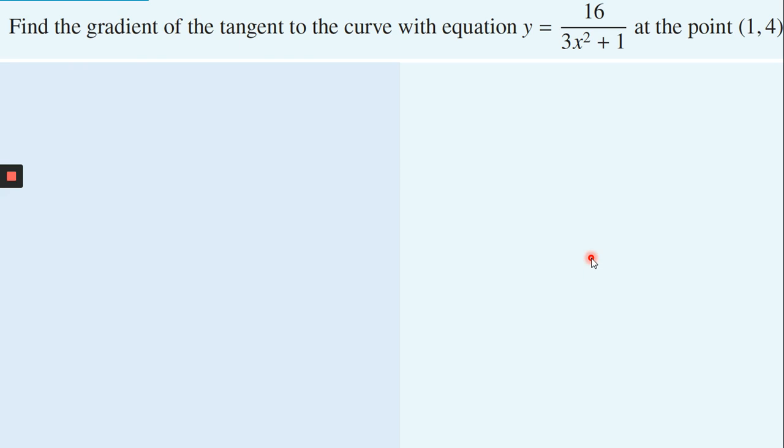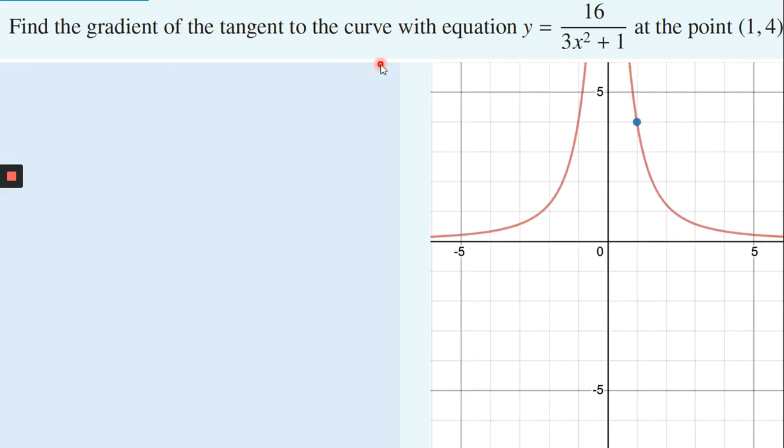So it's not telling you to differentiate there, is it? It's telling you to find the gradient of the tangent. So that's okay. When I say find the gradient of the tangent, that means they want me to differentiate. So you're not necessarily ever going to see this graph. I've just put this graph there because I'm a visual learner and I like to see the graph. So there's the graph, y equals 16 over 3x squared plus 1. And there's the point (1, 4).